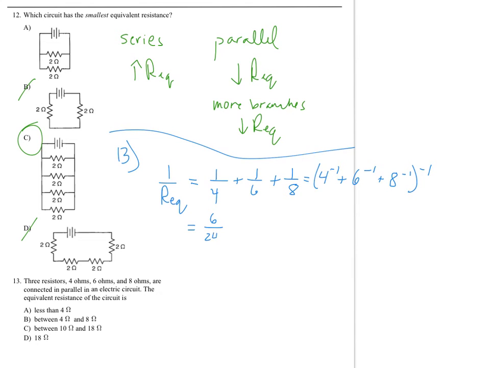6 over 24 plus 4 over 24 plus 3 over 24 equals, 6 plus 4 plus 3 is 13 over 24. And that's equal to 1 over REQ. We need to flip that. So REQ is equal to 24 divided by 13. That is a little less than 2. So it's going to be a high 1.